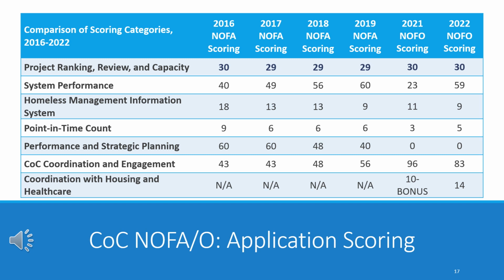In 2022, HUD once again returned to scoring CoCs on their SPM data and other outcomes. One final area to note is that the points for coordination with housing and healthcare changed from bonus points in 2021 to regular points in 2022. These points are related to the CoC selecting and submitting project applications that leverage housing and healthcare resources from outside the CoC.